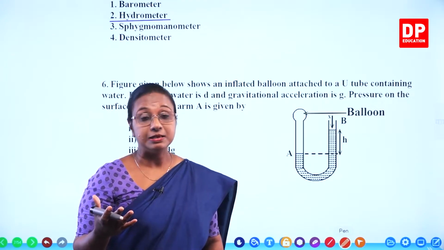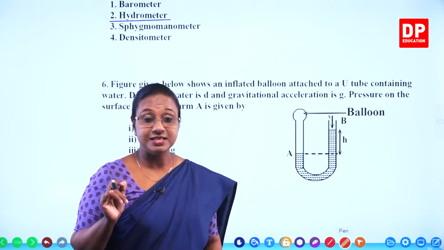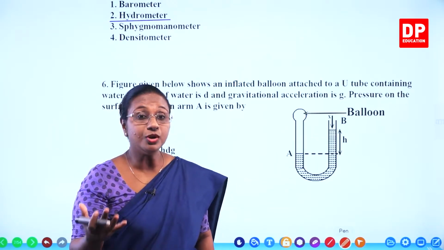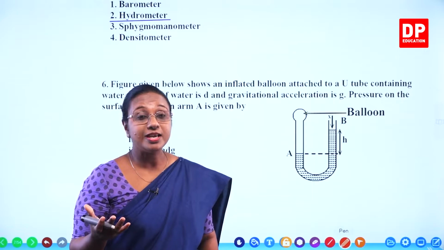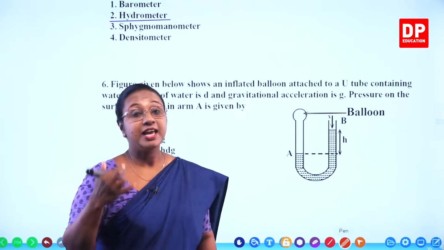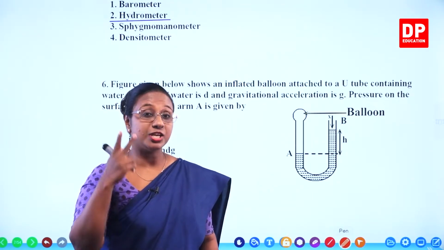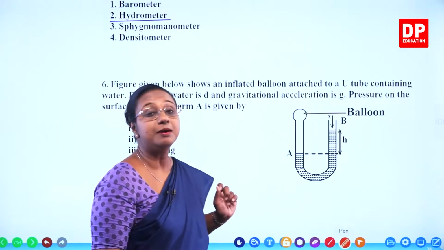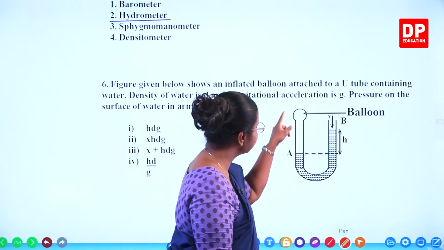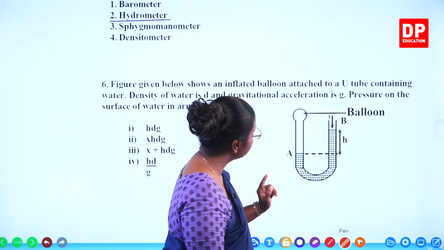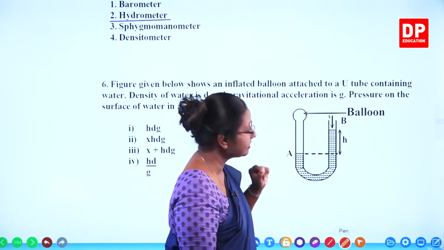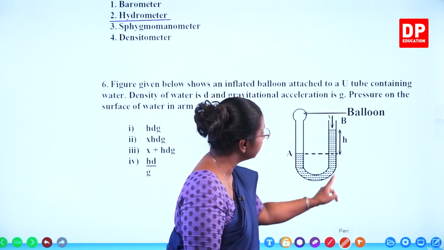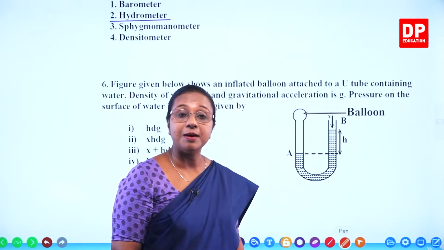When you inflate the balloon, air is compressed inside it. And when there is air that is compressed, it tries to expand. So when it tries to expand, it exerts a pressure. Air actually, or gases exert pressure in two ways. One is due to its weight, the other one when it is compressed. So here the compressed air exerts a pressure on this surface, the water surface at point A. Due to that, the water level is pushed down here and pushed upwards in arm B.